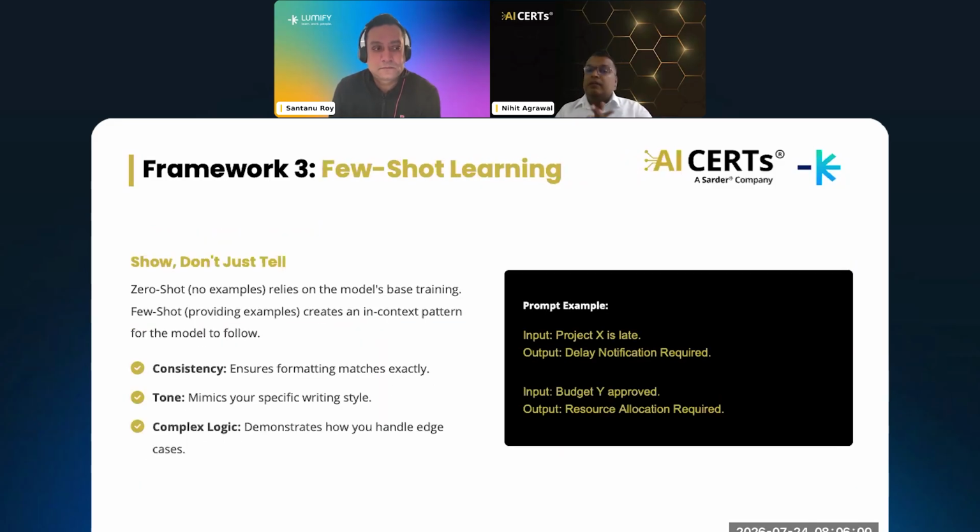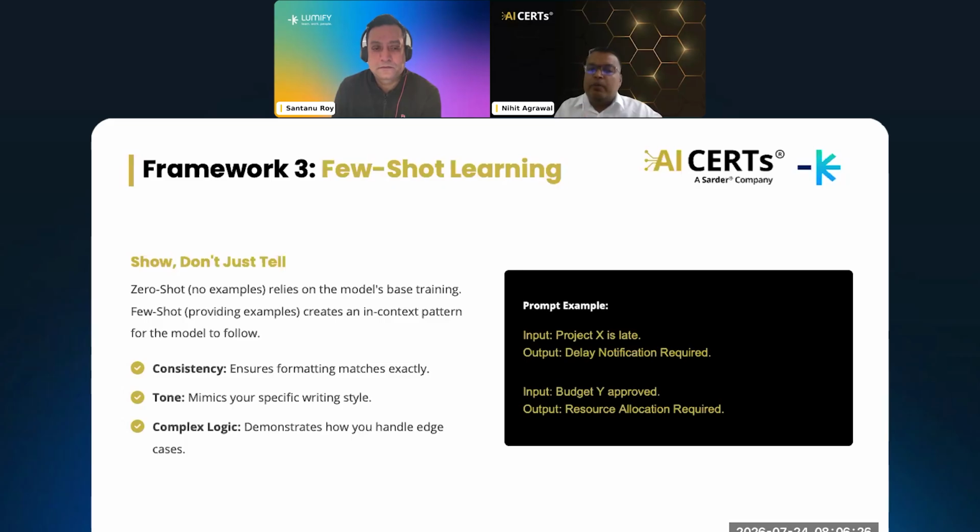Now, our third prompt engineering framework, which is few-shot learning. This technique is based on a very simple idea: don't just tell the AI what you want, show it what you want. In many cases, providing a few examples of the desired output can dramatically improve the quality and accuracy of the AI response. Now, to understand this, let's first understand something known as zero-shot prompting.